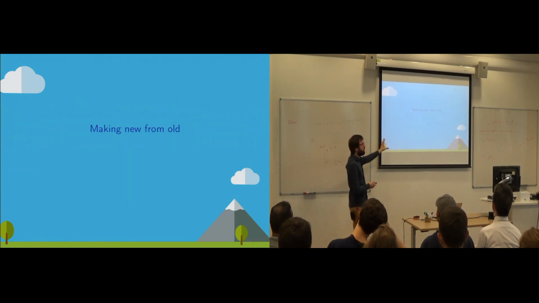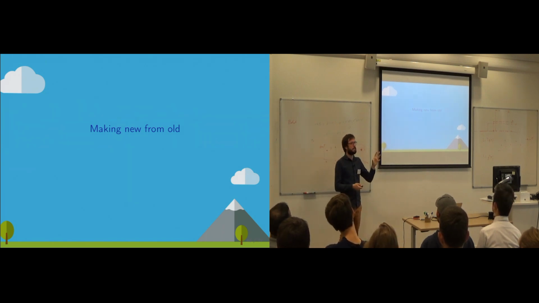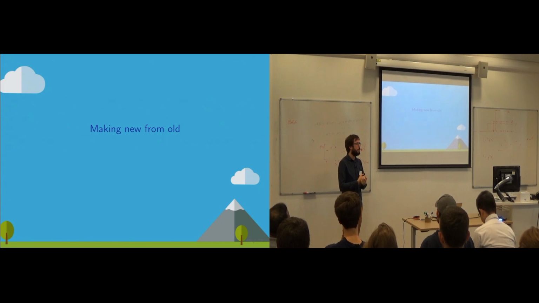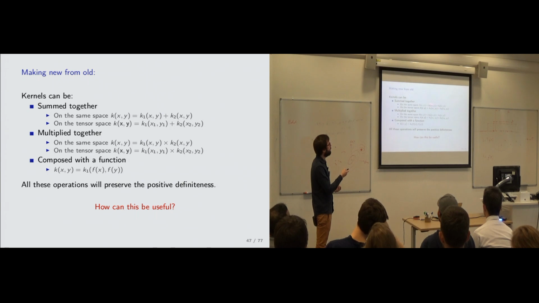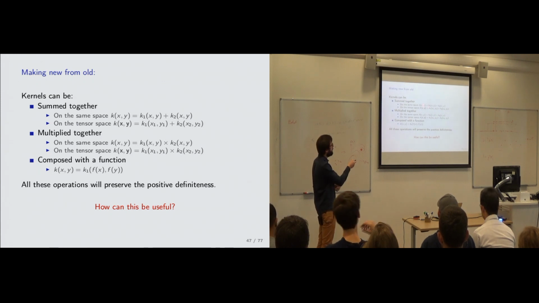So making new from old is, even if it's sometimes difficult to design new covariances, we can take existing covariances and combine them in a lot of different ways to make our model more expressive. And this is what this is about. If you take two kernels, K1 and K2, and you sum them together, then you end up with something that will still be symmetric and positive definite. So you can use this in a model.